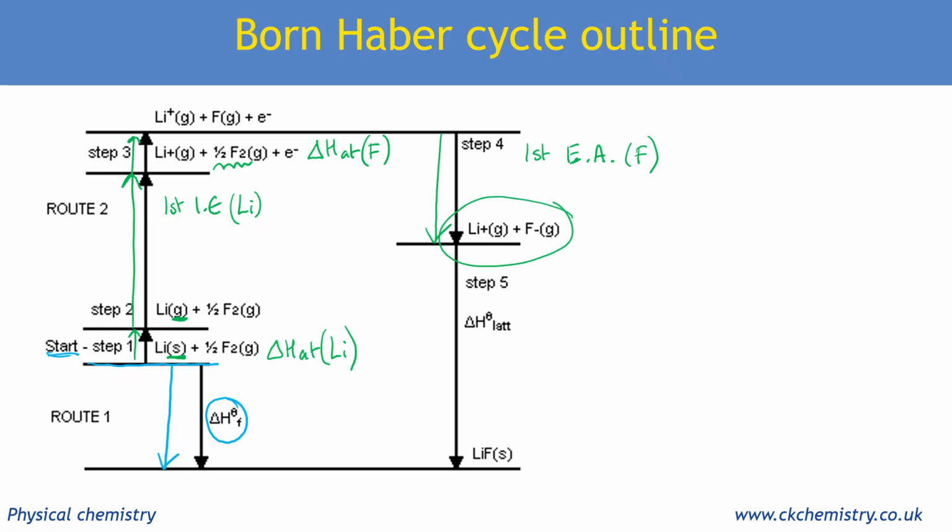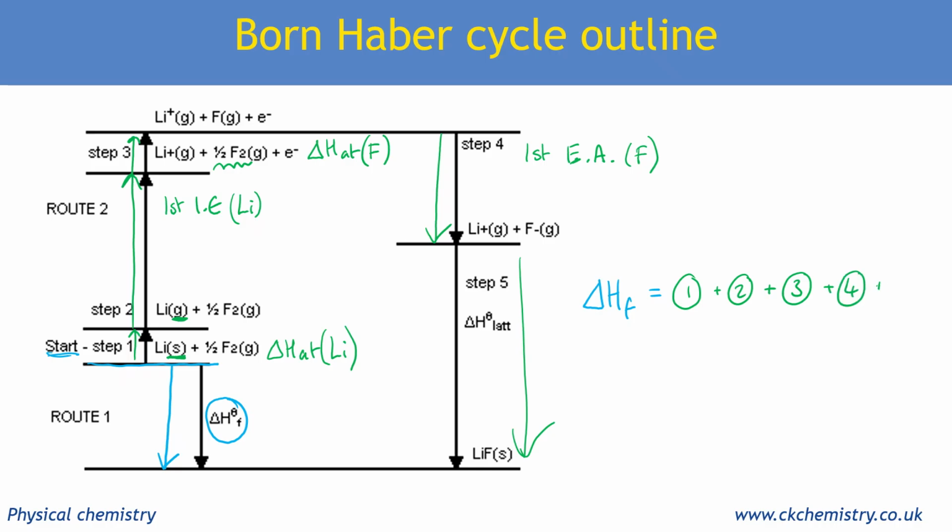At this point, we've made lithium ions and fluoride ions. Again, sorry about the lack of plus and minus signs not being in quite the right place there. We've made the ions, and then this is my lattice enthalpy, which is also exothermic, forming the lattice. So basically, in terms of the maths, route 1 is delta H formation, and that enthalpy change is going to be equal to step 1 plus step 2 plus step 3 plus step 4 plus step 5.